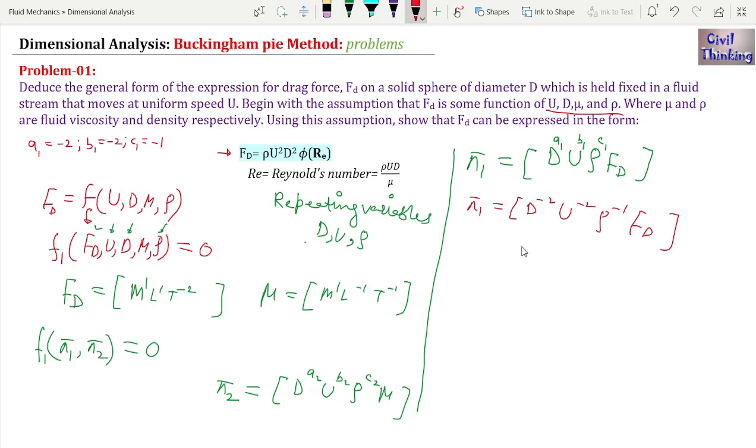Now when I rearrange this, I am going to get pi 1 to be fd divided by d square u square rho. Or I can rearrange it to be fd divided by rho u square d square. I just rearranged this, nothing much. So finally we get the pi term: pi 1 is fd divided by rho u square d square. Let me erase all of this.